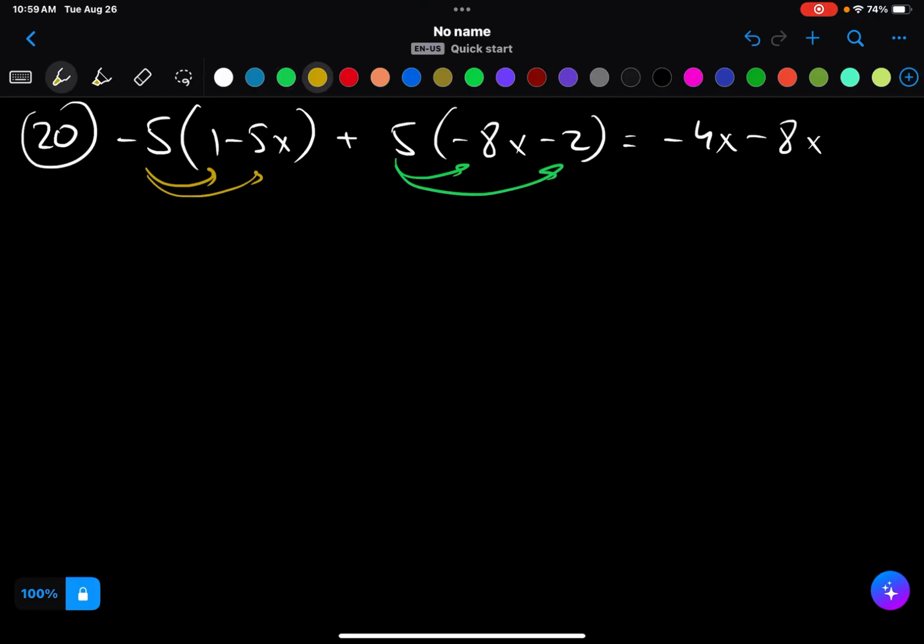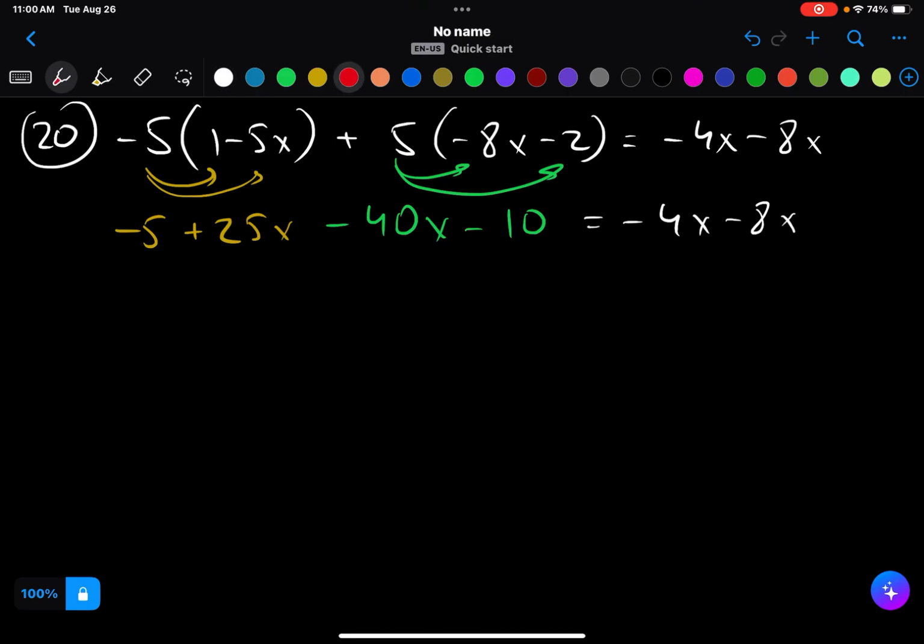For the first one, negative 5 times 1 is negative 5. Negative 5 times negative 5x, that's a positive 25x. And then 5 times negative 8x, that is going to be a negative 40x. 5 times negative 2, that's going to be a negative 10. So those are my two parentheses opened.